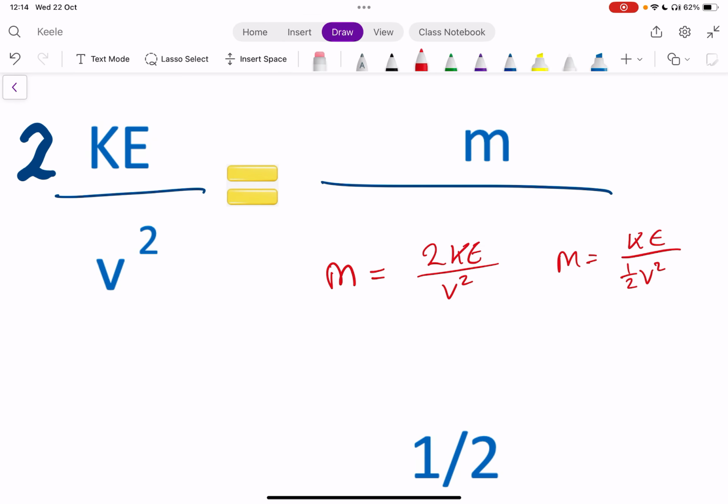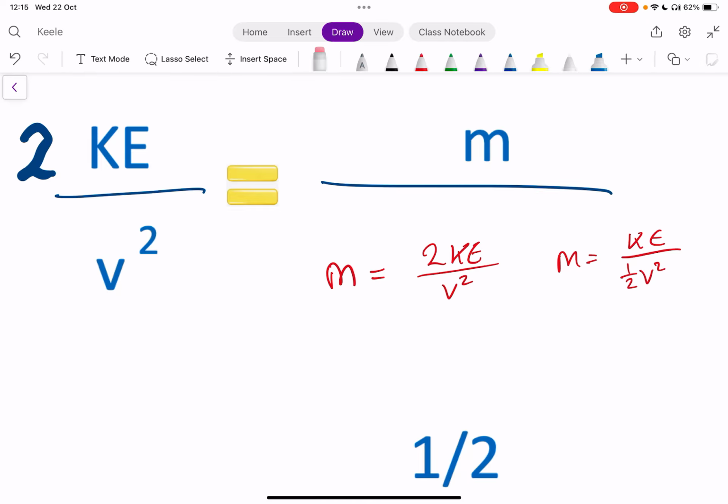And if you doubt yourself, or you doubt me, put these in a calculator, and you'll see there's no difference at all. Just put in a value like 10 for the kinetic energy and 2 for the velocity, and then do it 2 times, and then divide by a half, and you'll find there's no difference. They both give the same answer. So it doesn't matter which of those you like, either of them work, either of them are fine.